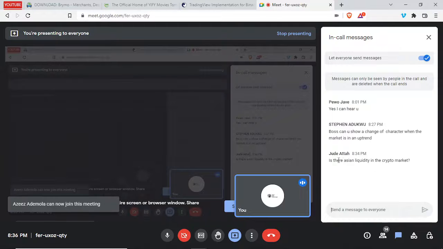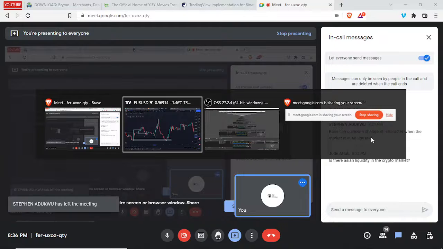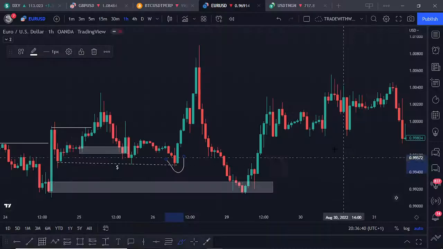Is there actual liquidity in the crypto markets? No. There's nothing like session when you're trading crypto. There's no London session, New York session. Though it always tries to mimic the movements during the London session, you understand? But then there's nothing like that. Then, can you show a change of character when the market is in an uptrend? I think I just did that. Okay, I've not shown you that yet. So those are the questions.